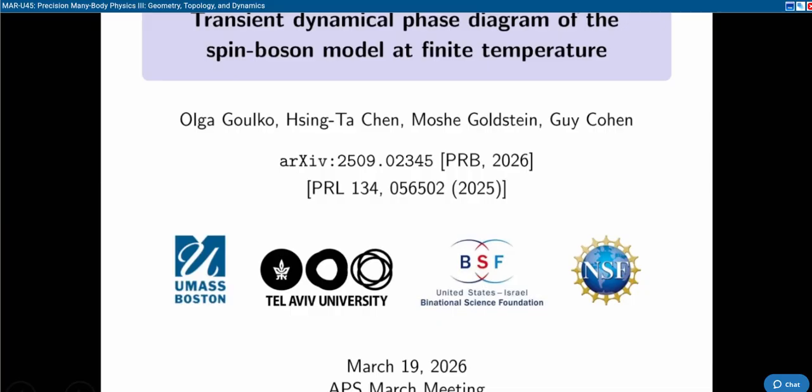The older paper on the transient dynamical phase diagram of the Spin-Boson model at low temperatures, and then our most recent one specifically at finite temperature.